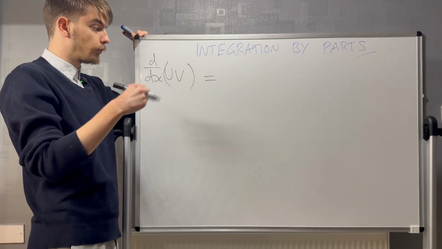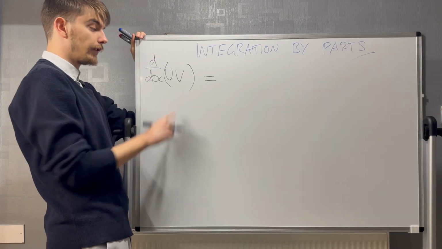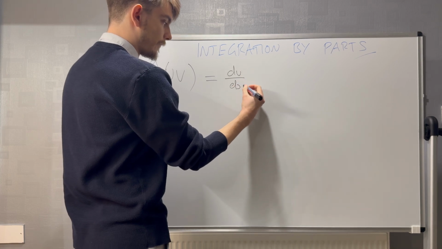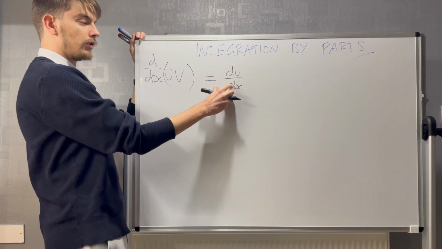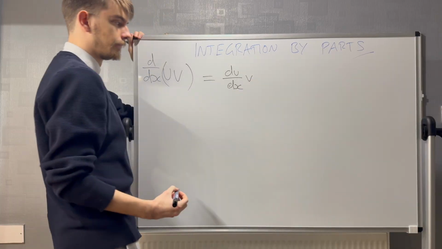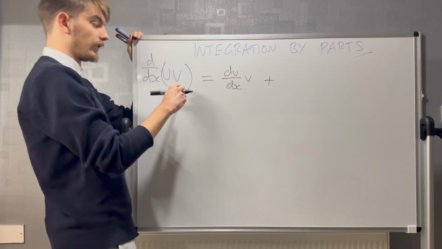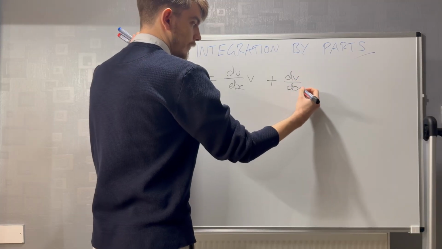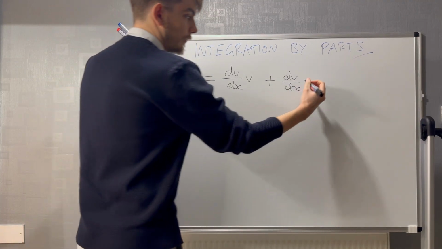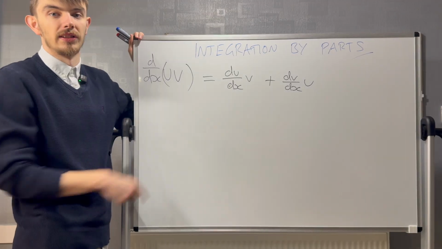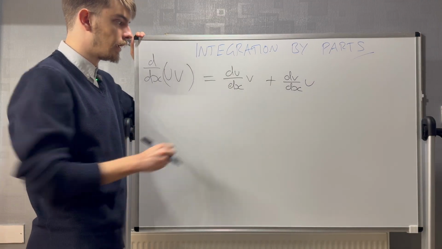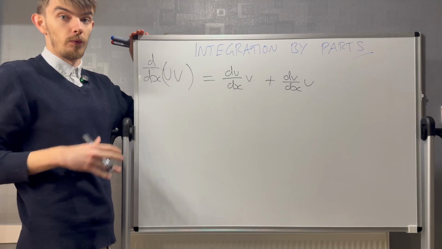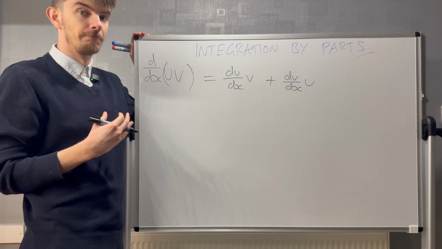And I know that the product rule is the derivative of the first one, so du by dx, times by the other one, so times by v, plus the derivative of the second one, so dv by dx, times by the first one, u. Or the other way around, doesn't matter, there's a plus sign in the middle. So, get rid of that. This is my product rule. This shouldn't be anything too crazy.